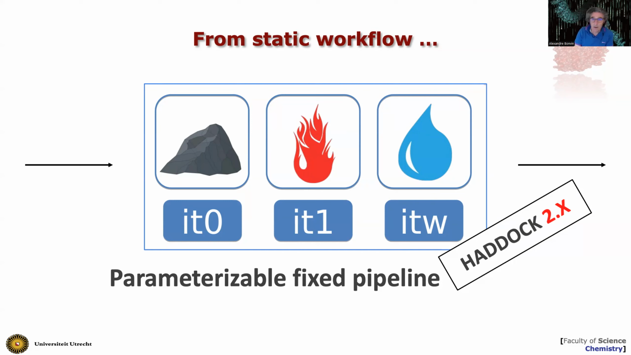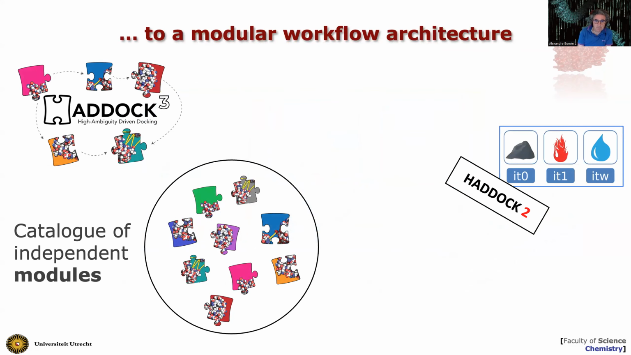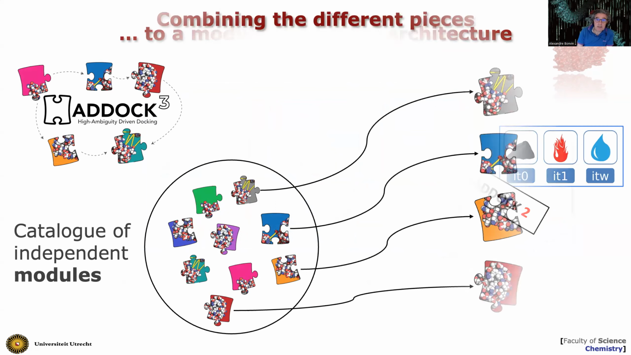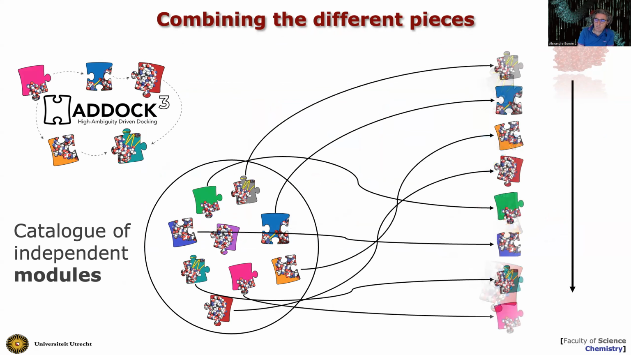workflow. So what we did in Haddock 3 is to basically break Haddock into small modules. And then you can mix and match those modules to generate new workflows. So you don't have anymore a static workflow, but we have a flexible workflow. And this allows us to do things that we could not do before. So where do we stand currently?